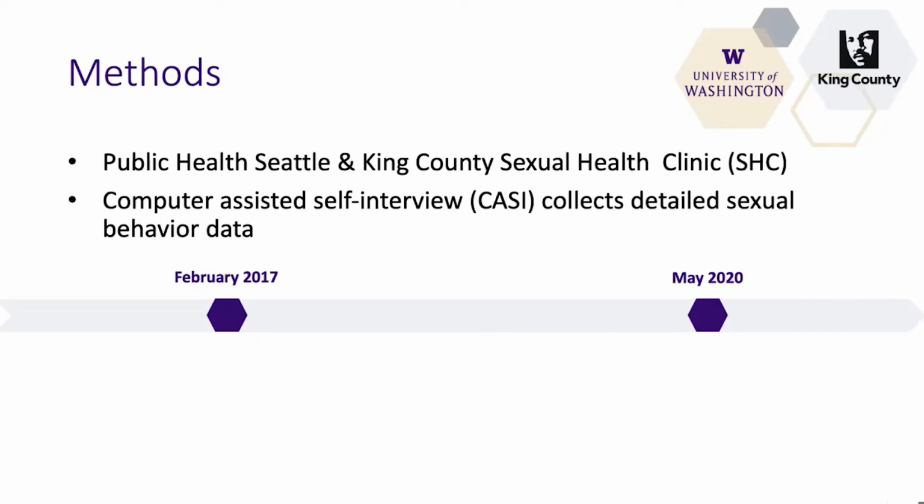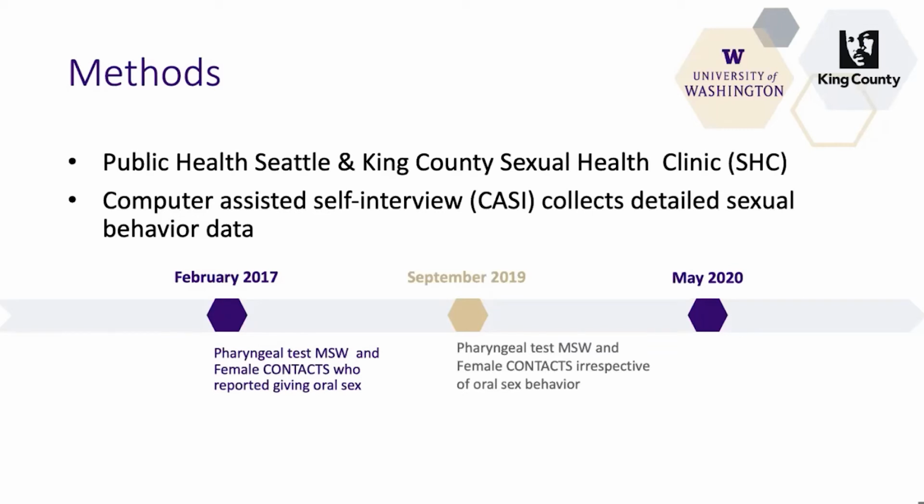This study analysis was conducted over the time period below, February 2017 to May 2020, in a public health Seattle and King County sexual health clinic. In February 2017, pharyngeal testing was suggested for all contacts to gonorrhea in men who have sex with women and women who report giving oral sex. This was further broadened in a change in clinic policy in September 2019, when pharyngeal testing, regardless of oral sex behavior, was conducted in contacts to GC in men who have sex with women and women.